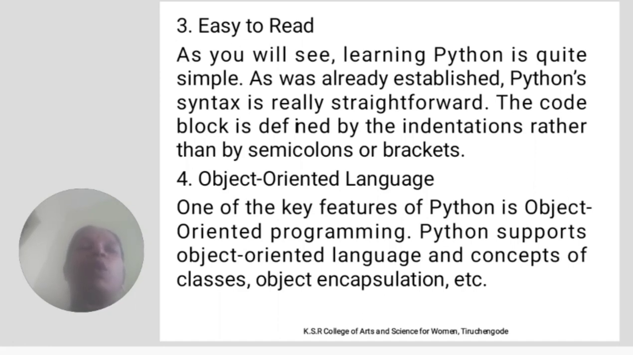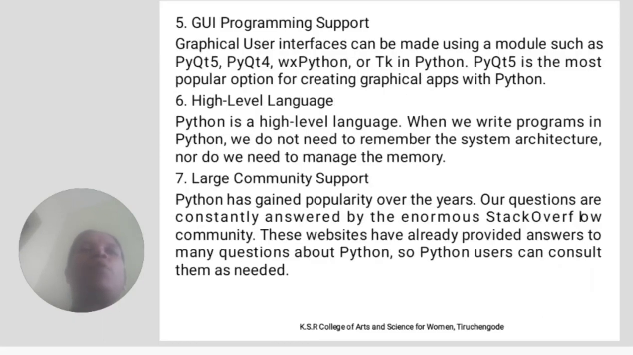Object-oriented language. One of the key features of Python is object-oriented programming. Python supports object-oriented language and the concepts of class, object, encapsulation, etc. GUI programming support. Graphical user interfaces can be made using modules such as PyQt5, PyQt4, wxPython or Tk in Python. High level language. Python is a high level language. When we write a program in Python, we do not need to remember the system architecture nor do we need to manage the memory.